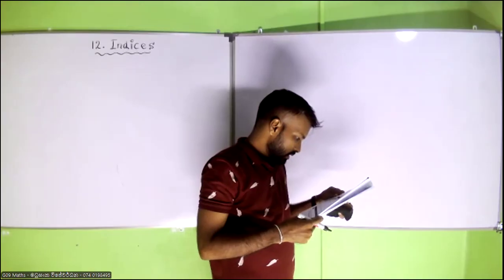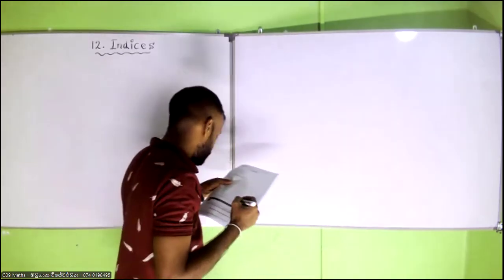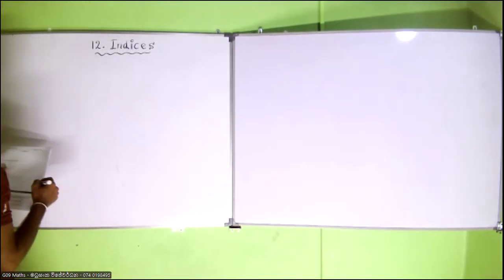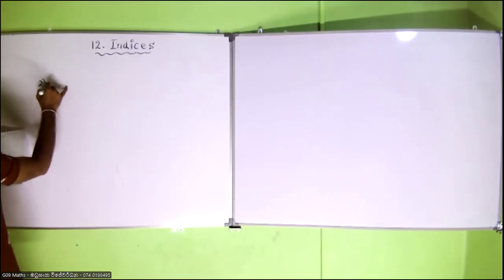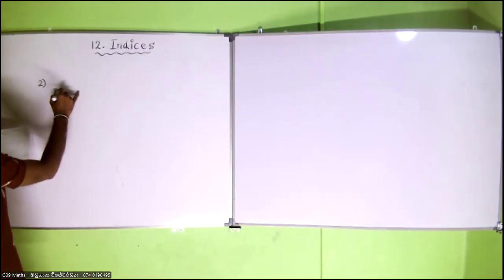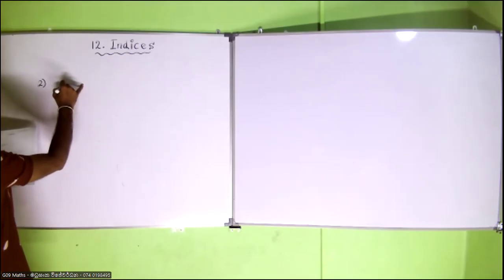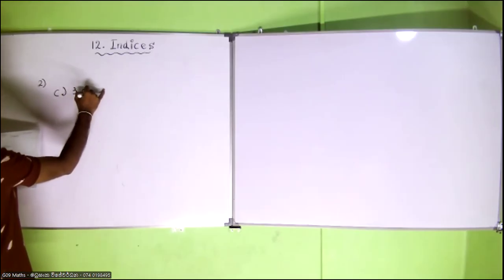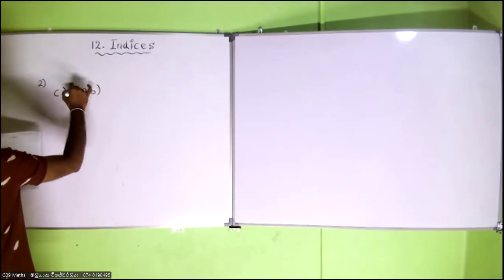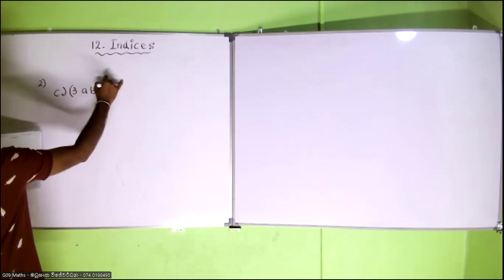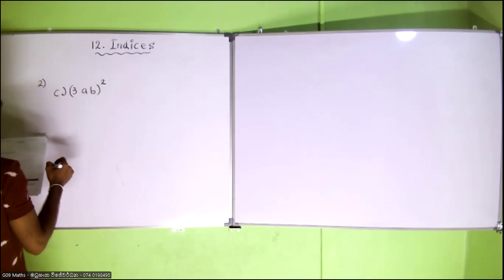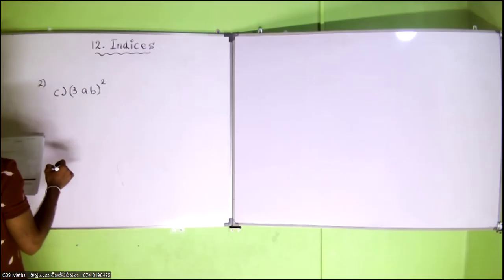Shall we do the review exercise? Second question, part C. Do it. You have to evaluate 3 times AB whole thing to the power 2. You know how to do this.